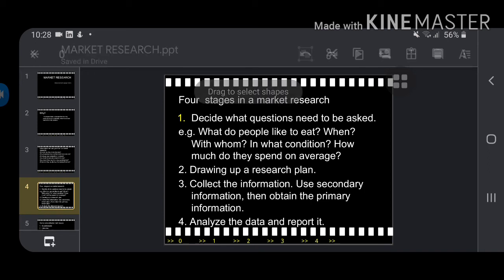The fourth one is analyzing the data, and then you report it. So if you run your own company, you read your own report. If you do your market research for somebody else, maybe a larger company, you report to the supervisor or to your boss, right?